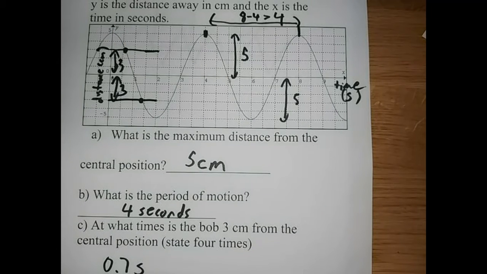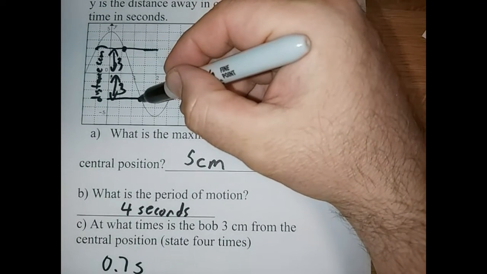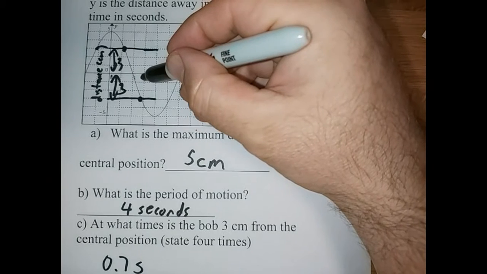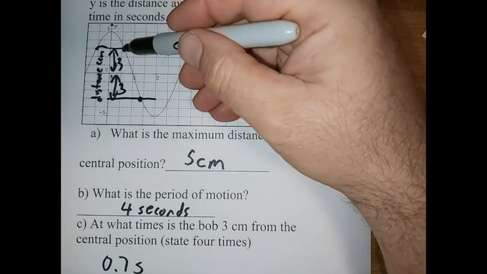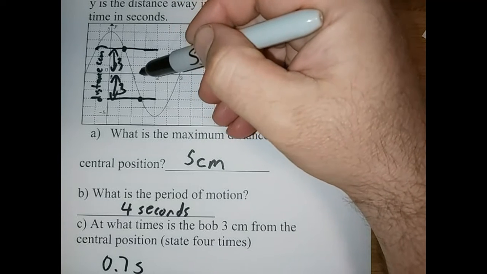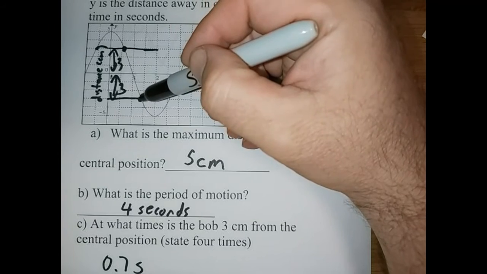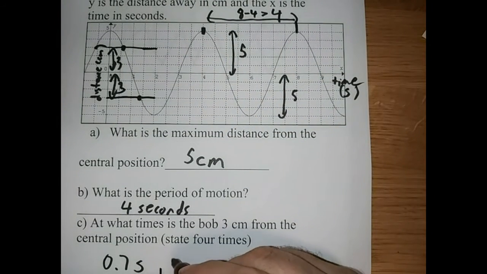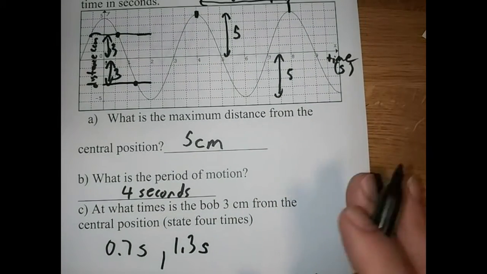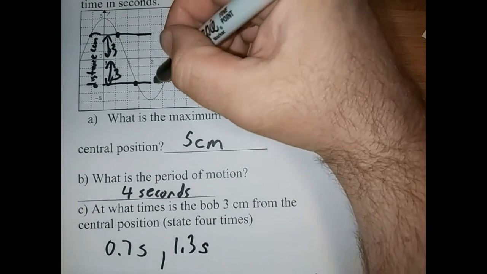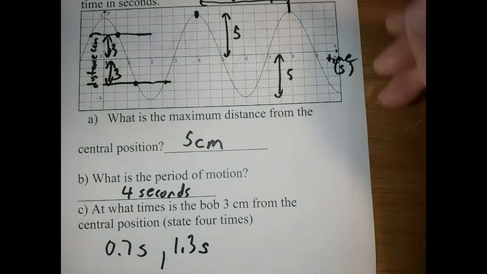And that looks like about 1 point something. We'll have to estimate. That's 0.7, and this one's about 1.3. I see the next one's 1.3 seconds. The S is for seconds, okay? The next one, if we keep going, is actually right here, and I say 2.5, about 2.6 seconds.